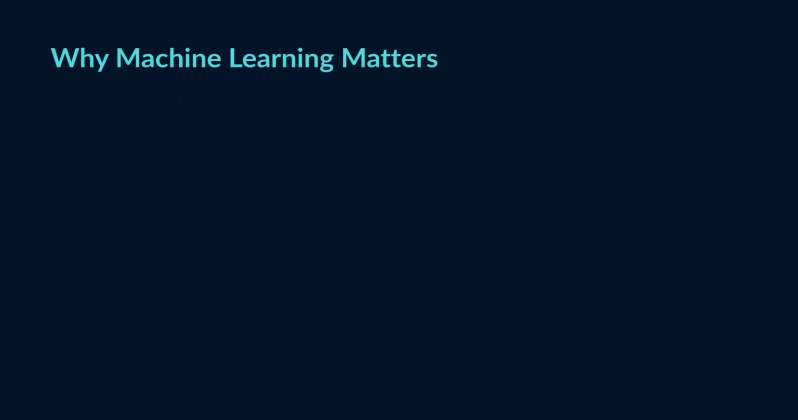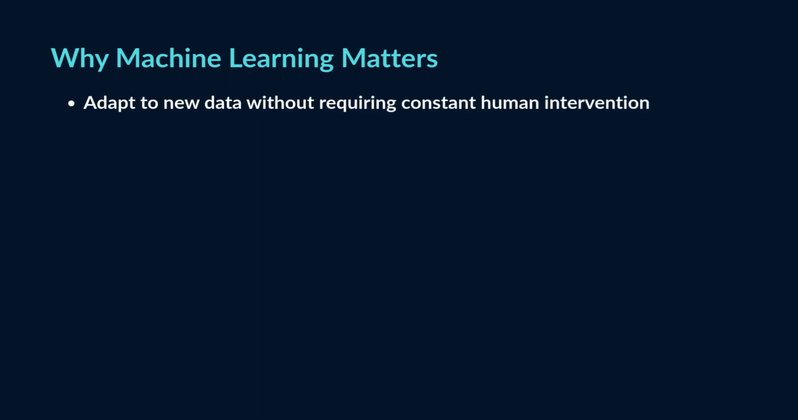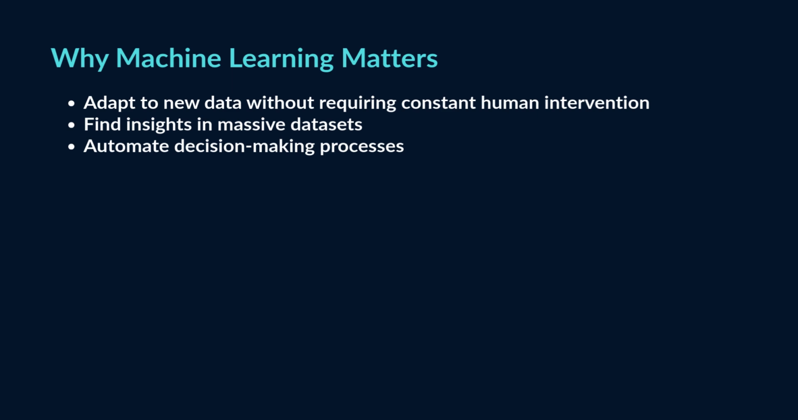Why machine learning matters? Machine learning has become essential because it enables computers to handle tasks that would be impossible or impractical to code using traditional methods. It allows systems to adapt to new data without requiring constant human intervention, find insights in massive data sets, automate decision making processes, and create personalized experiences for users, from healthcare and finance to transportation and entertainment. Machine learning is transforming industries and creating new opportunities for innovation.